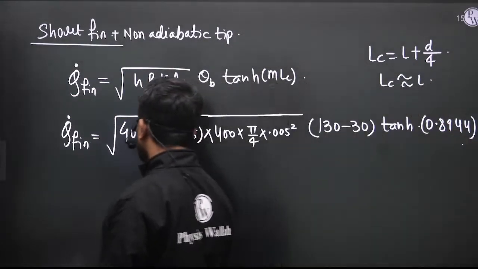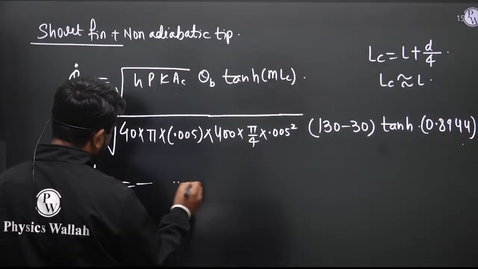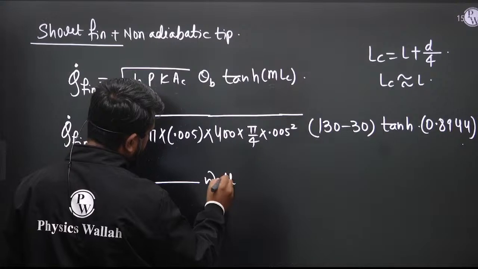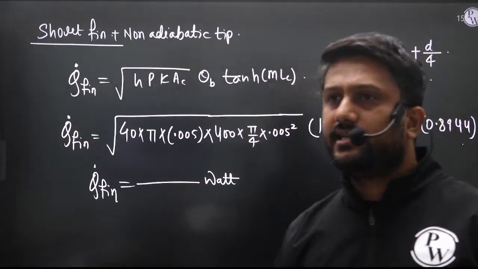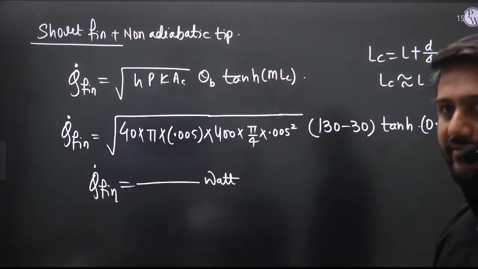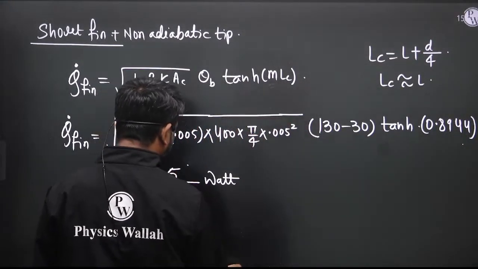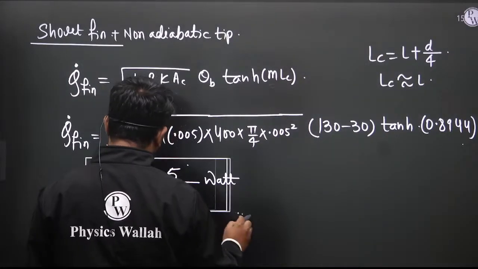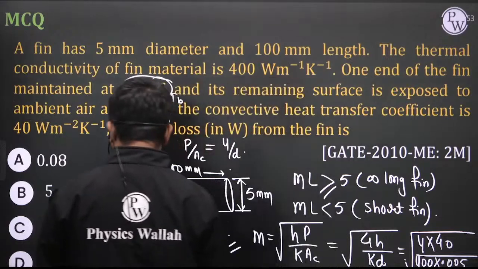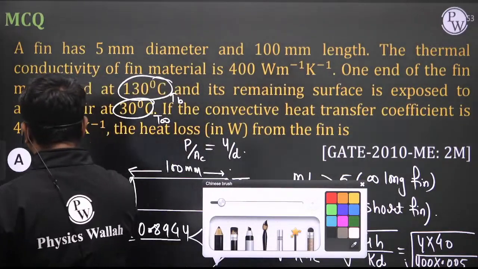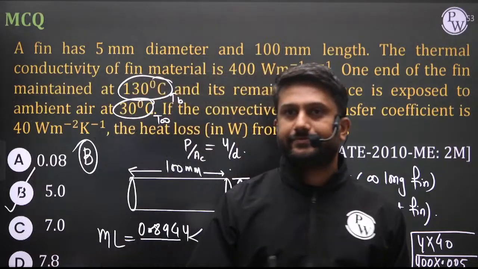Now tell me what is the rate of heat transfer through the fin. This is 4.9, approximately equal to 5. So this is around 5 watt, 4 point something. So the correct option is option B.